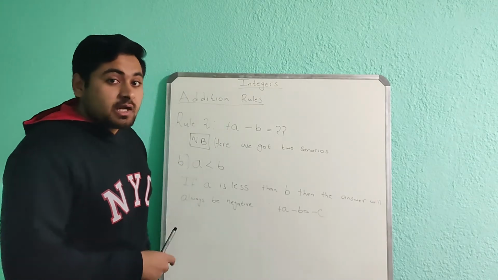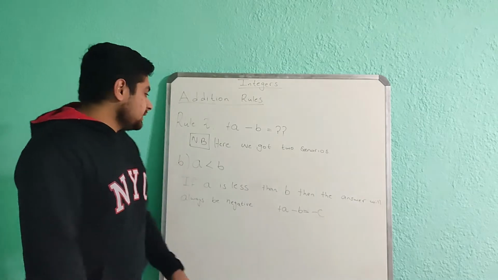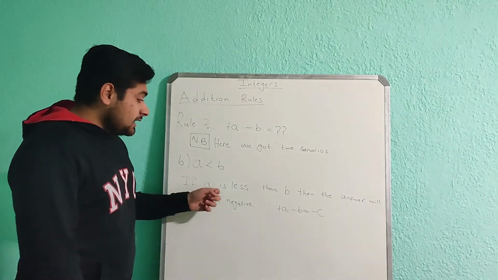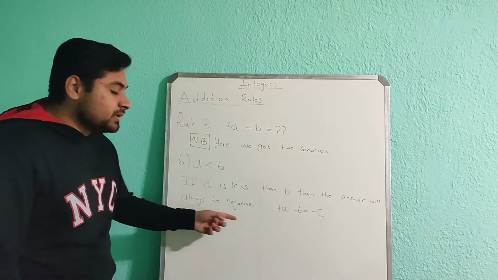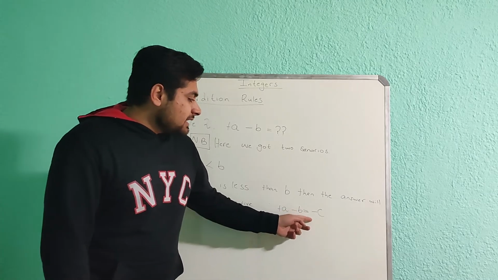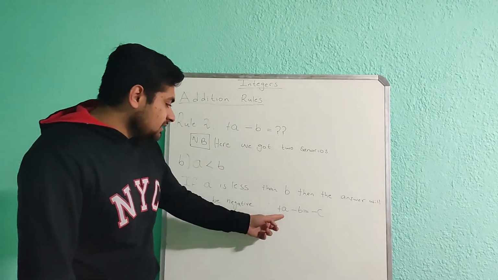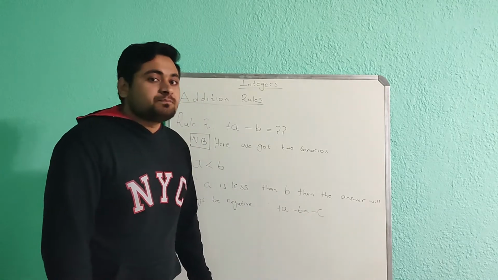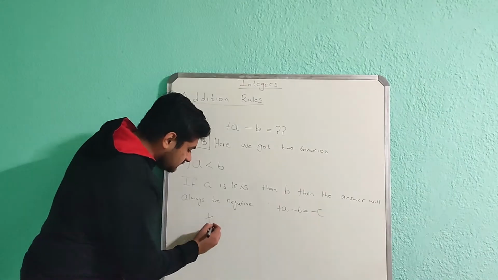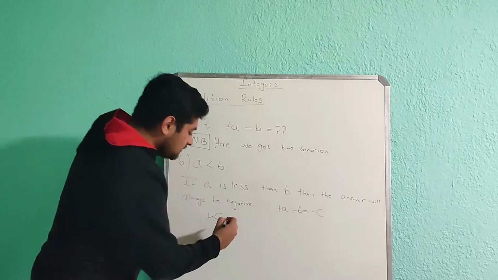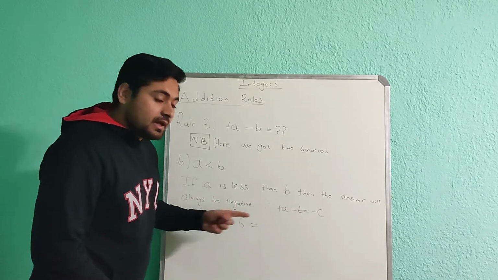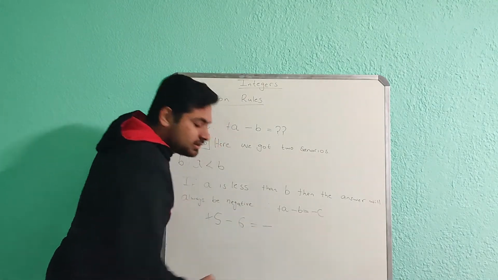Now, what does scenario 2 of rule 2 say? It says A is less than B. So if A is less than B, then the answer will always be negative. So if we have positive A minus B, it equals minus C. Let's look at it. If we have positive 5 minus 6, it says the answer will always be negative. So without any doubt, you can put a negative.